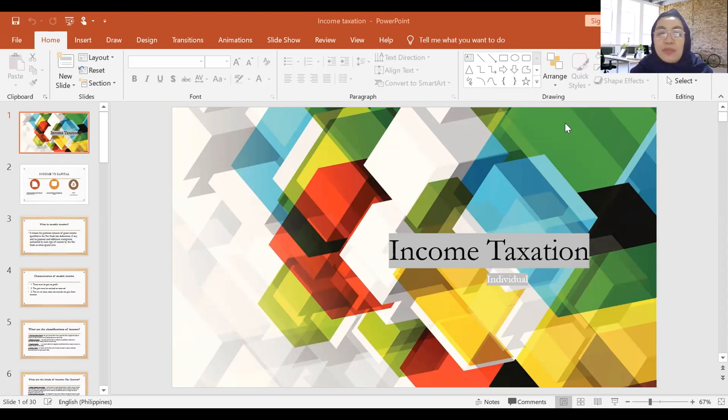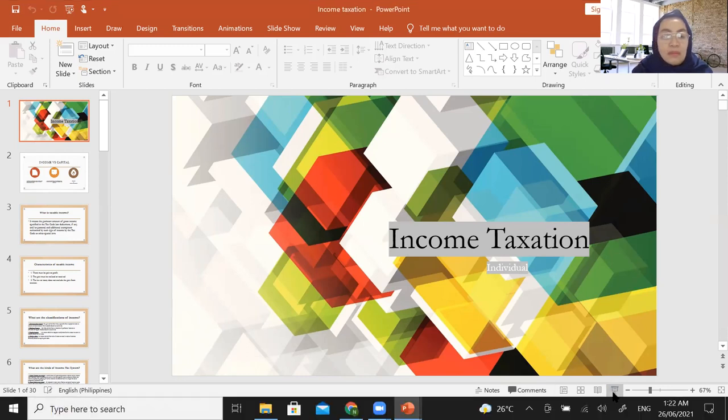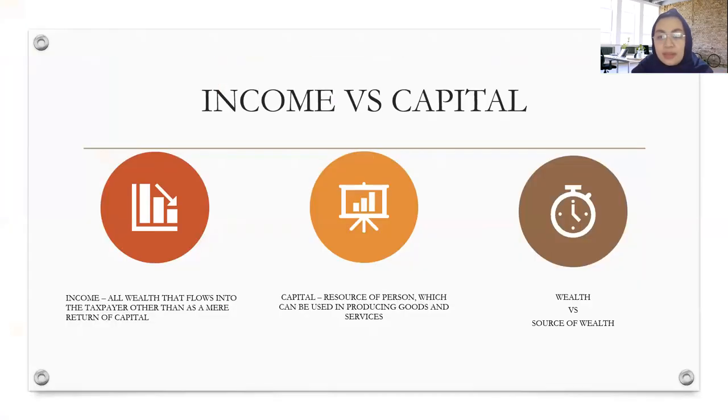First and foremost, we will start the discussion on income tax by defining the meaning of income as well as capital. Income means all wealth that flows into the taxpayer other than a mere return of capital. On the other hand, capital, these are resources of a person which can be used in producing goods and services. Simply, capital is a source of wealth and income is the increase in wealth.